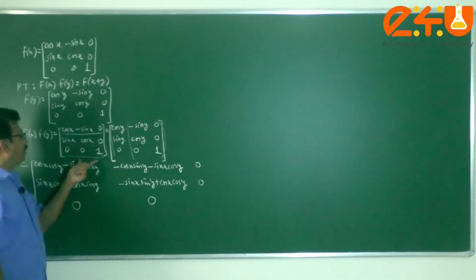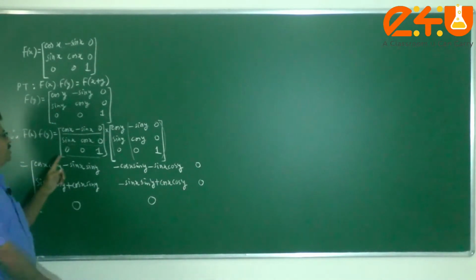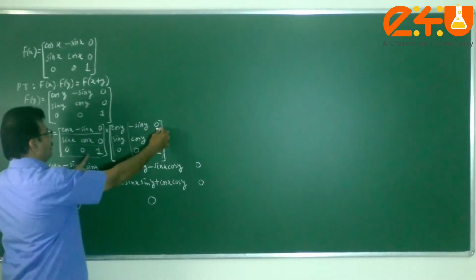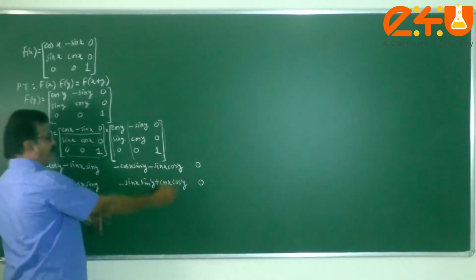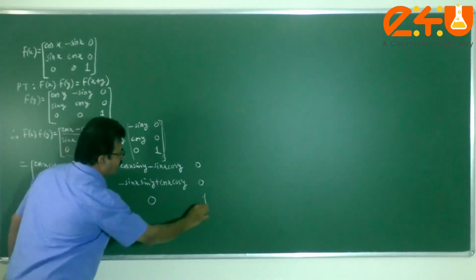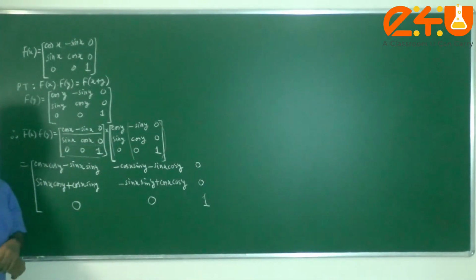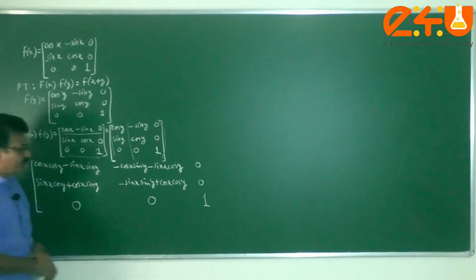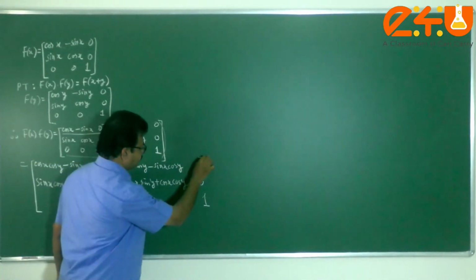But when I do the third row and third column, you can see 0 paired with a 0, 0 paired with a 0, 1 paired with a 1. So the result is 0 plus 0 plus 1. So that is the result.